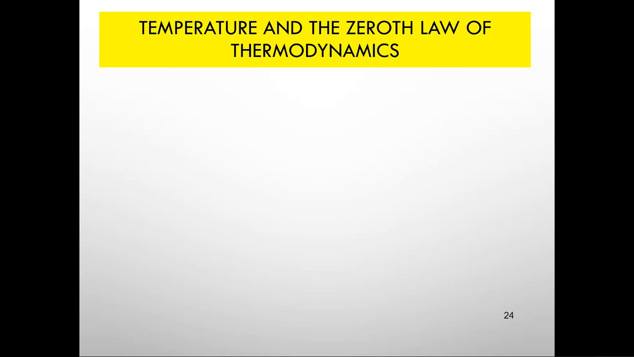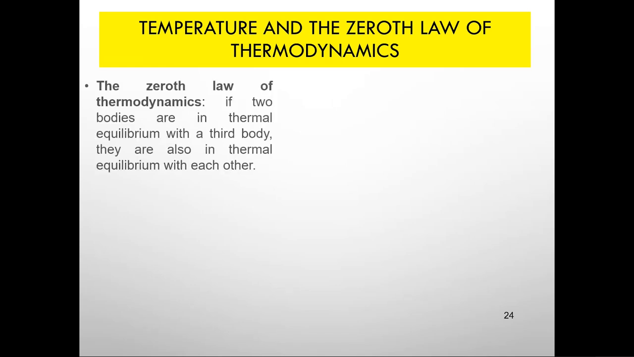temperature and the zeroth law of thermodynamics. Any idea about the zeroth law? No idea? All right. What if I have two bodies at different temperatures and I bring them into contact? What would happen? There would be flow of energy, and then ultimately they'll lead towards the same temperature. All right. The zeroth law basically says that if two bodies are in thermal equilibrium with a third body, they are also in equilibrium with each other.